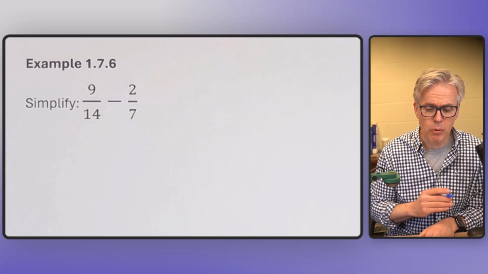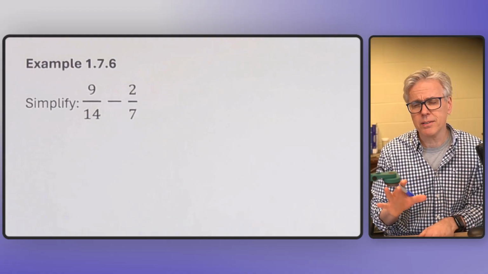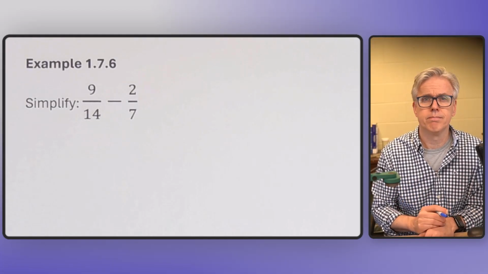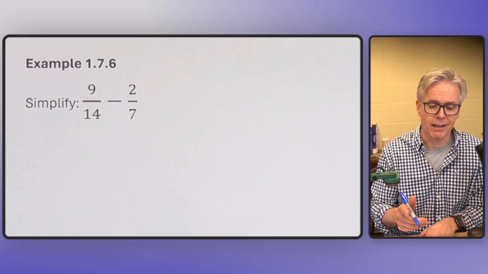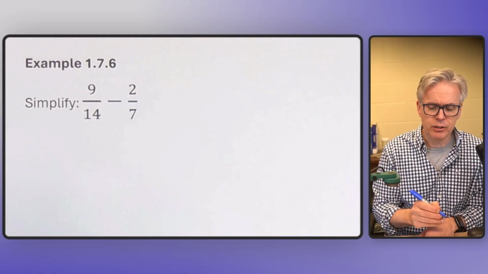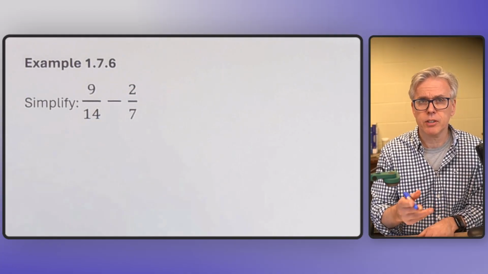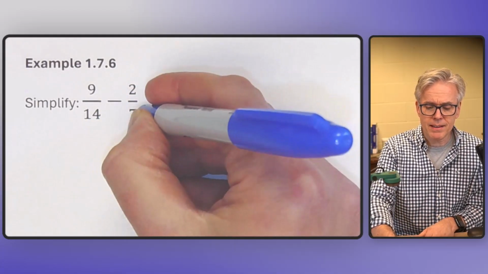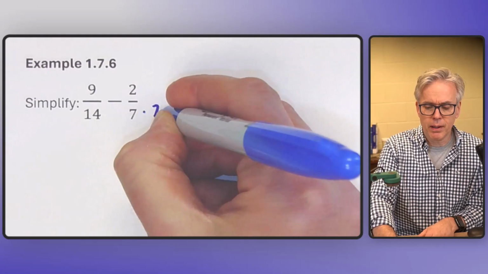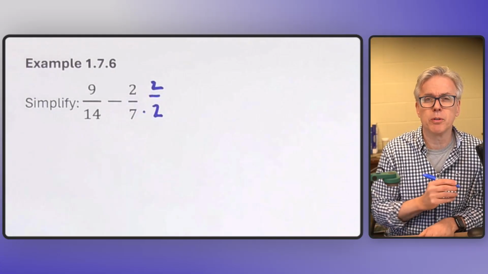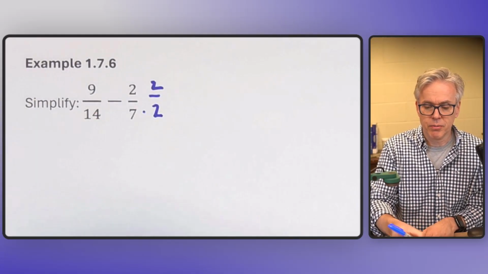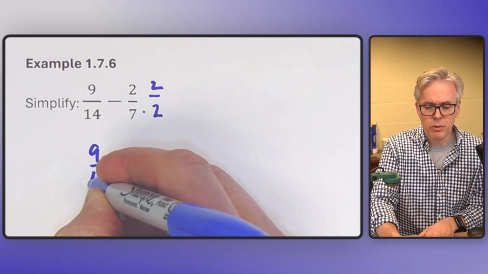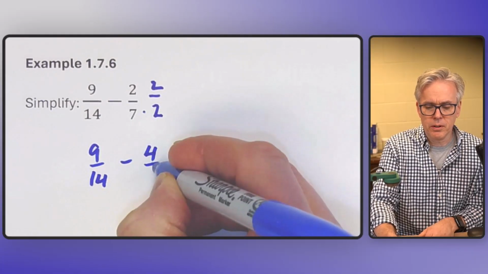Okay, for this one we have 9/14 minus 2/7. Pause the video here and see if you can do this one. All right, welcome back. So we have 9/14 minus 2/7, so what's our common denominator? Good, 14. So how do I make this 7/14? I multiply it by a 2. So that means I have to multiply the top by a 2. Let's rewrite it. So 9/14 minus 4/14.